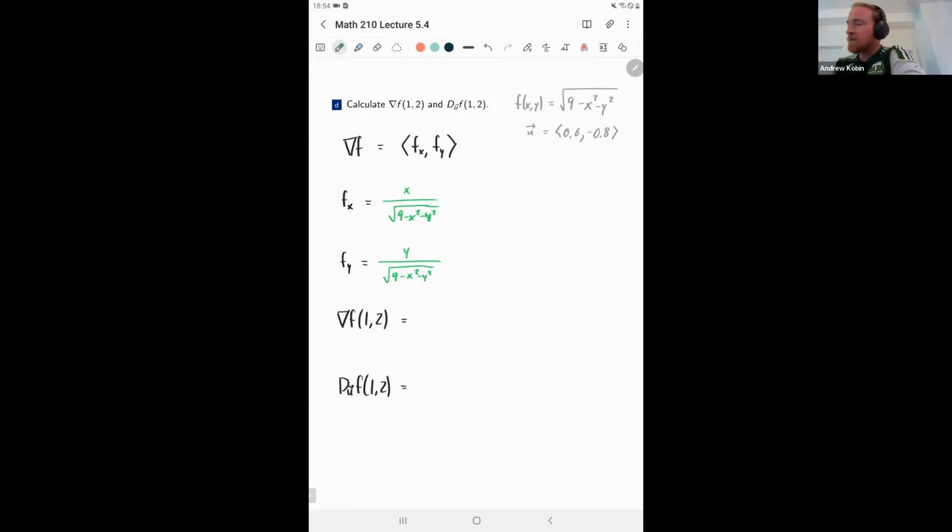If you weren't sure how I got those, of course, I skipped some steps that I didn't say out loud. Pause the video now and double check that you can compute these partial derivatives. So we want to compute nabla of f, the gradient vector of f, at (1, 2).